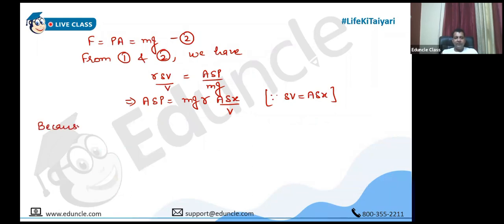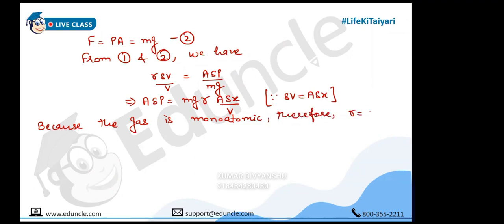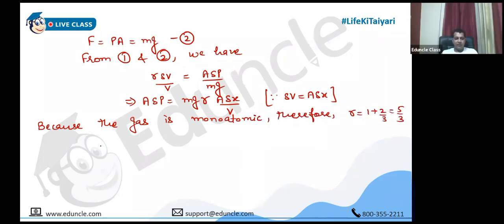So gas is monatomic, na? And what is gamma? 5 by 3. Yes. Gamma is 1 plus 2 by 3, that is 5 by 3. So therefore, A delta P equals 5 by 3 mg, A delta X by V.